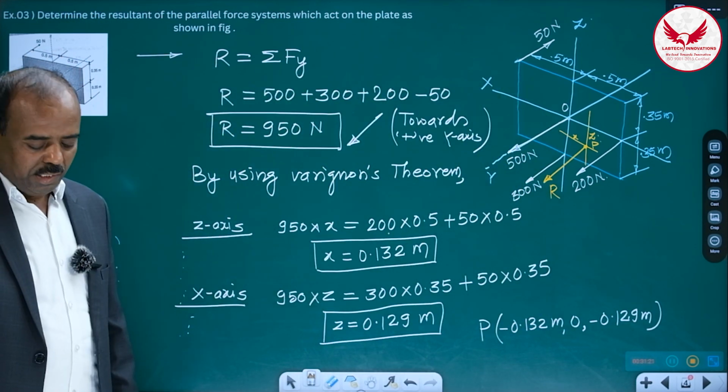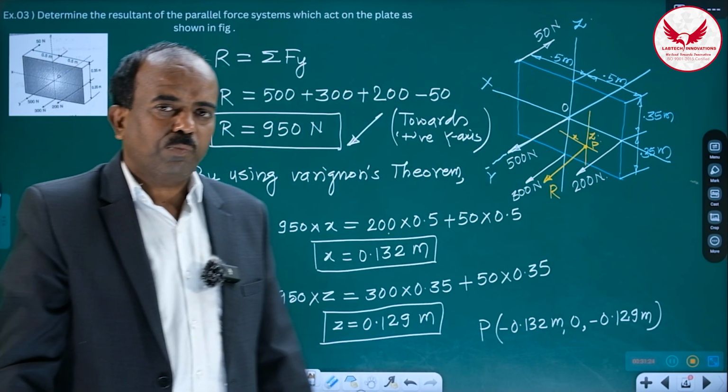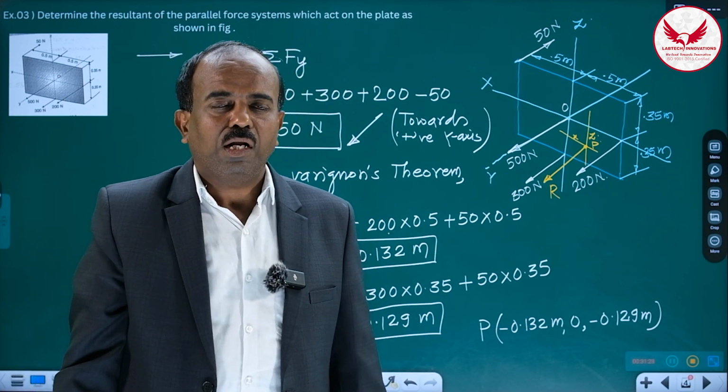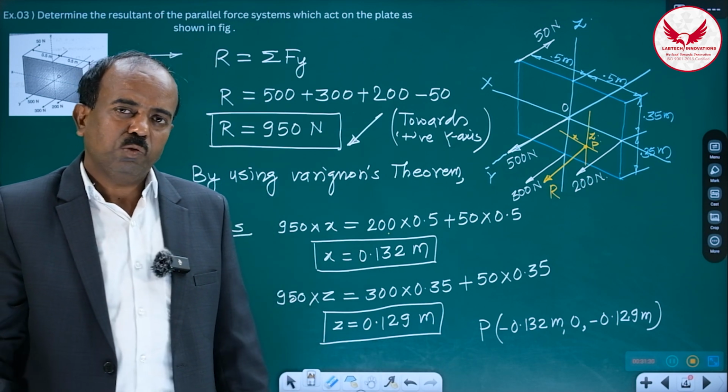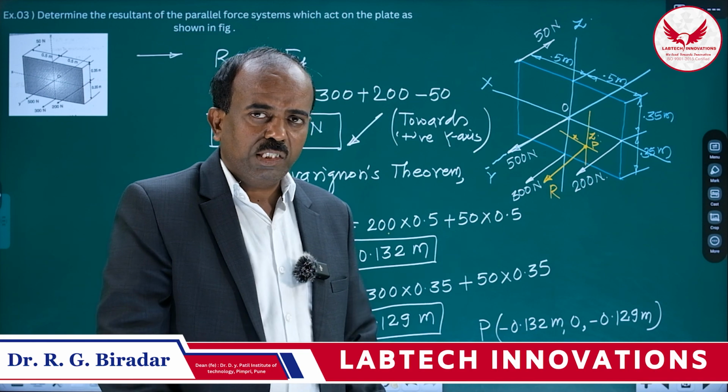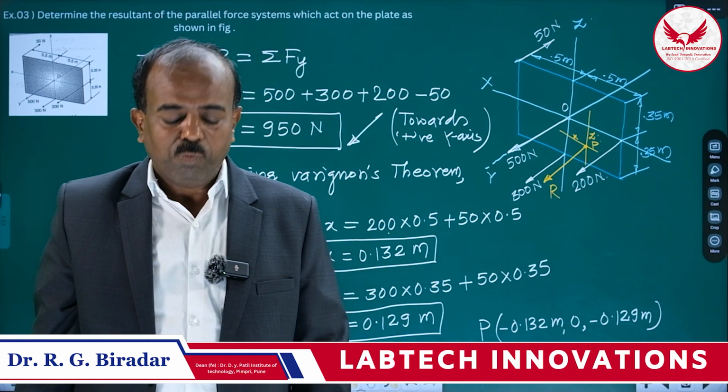So like this you can easily solve the problems of resultant of parallel forces. Only two basic steps you have to remember. R is equal to summation F, and then use twice Varignon's theorem. That's all. I think you will enjoy all these three problems of parallel forces in space.